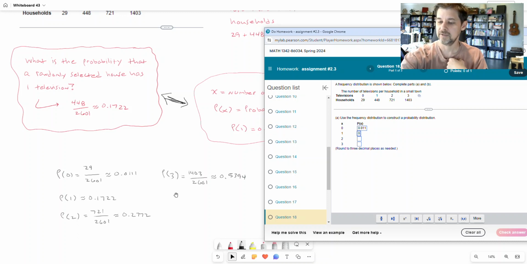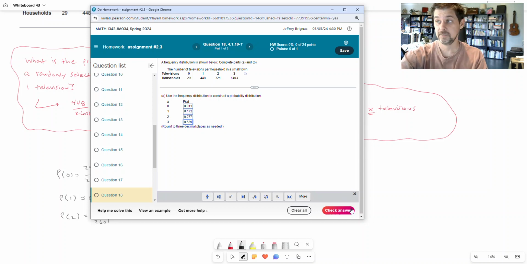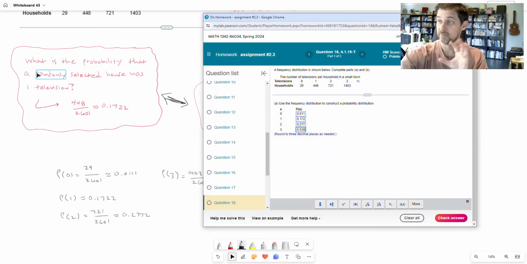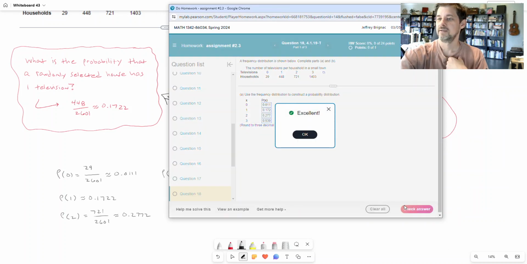P of 1, 0.172. Okay. P of 2, 0.2772. We'll round to 0.277. And the last one, P of 3, 0.5394, to 3 decimal places, 0.539. Okay, so that'll do it then. That's the probability distribution. It's no different, I want you to see more than anything, than this initial question that I asked that didn't say anything about X or P of X. Just another way of thinking about it. Okay, so I do that and I got it right, and that's the objective.